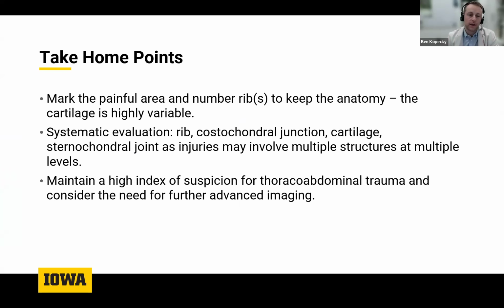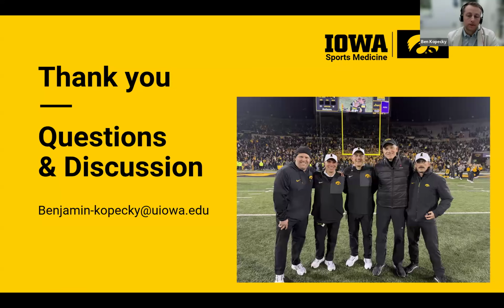So I just want to finish with a few take-home points from our discussion today. First, mark the painful area and number the ribs to keep the anatomy, because the cartilage can be highly variable. Second, performing a systematic evaluation going from lateral to medial is helpful, as multiple structures can be involved at multiple levels. And lastly, we should maintain a high index of suspicion for thoracoabdominal trauma and consider the need for further advanced imaging as needed. So thanks everybody. Happy to open it up for questions and discussion.